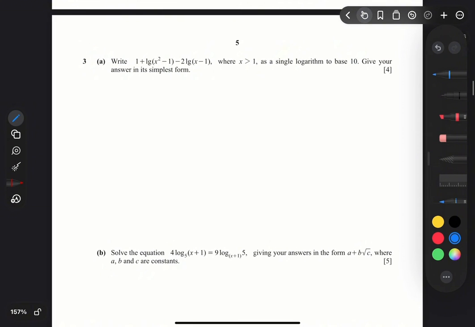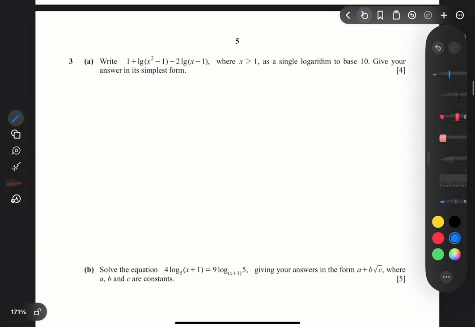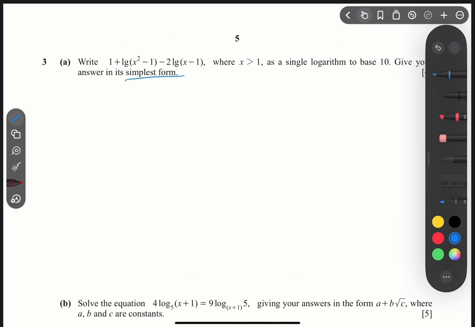Question 3. Write this where x is larger than 1 as a single log to base 10, giving your answer in its simplest form. Okay, so for this question, the 1 can be written as log base 10 of 10, plus log of x squared minus 1. The base for this logarithm is also 10, but usually logarithms with base 10 are not written, it's known that it will be 10.